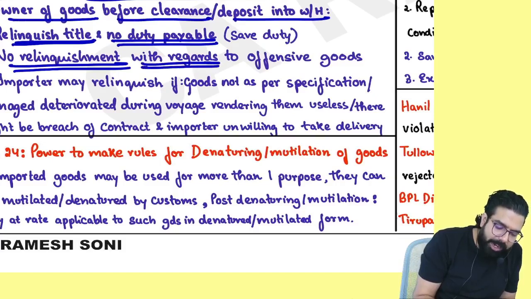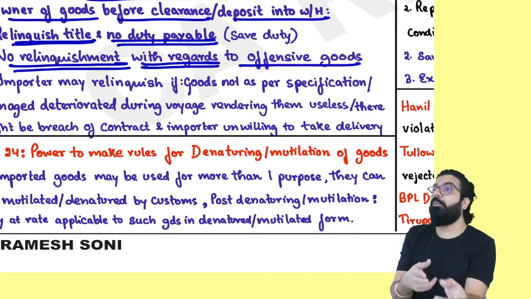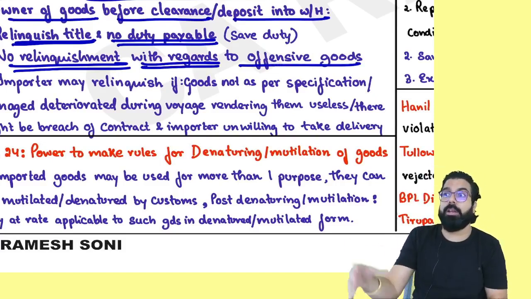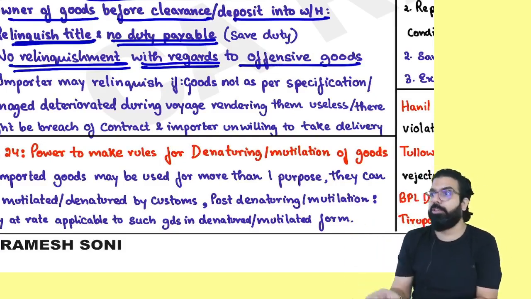No relinquishment with regards to offensive goods. Supposing you got an AK-47. They caught you and you're telling, I will leave the goods, you leave the duty. They will tell, hey, no relinquishment. Now we'll send you to jail.